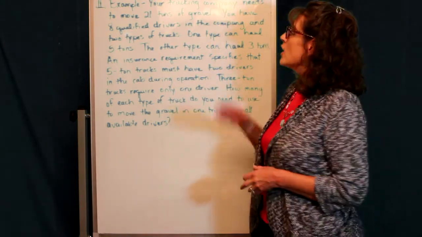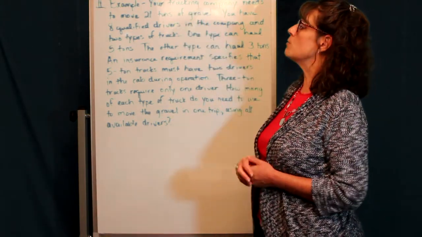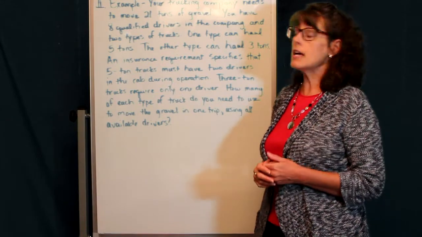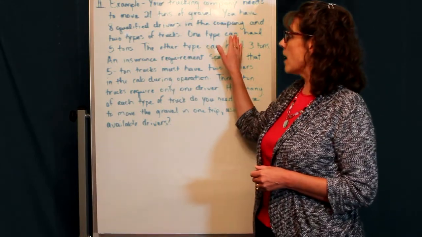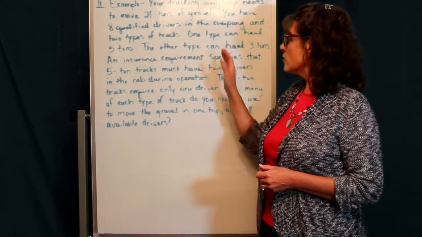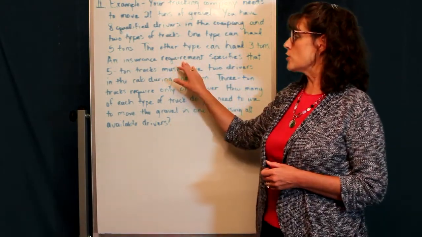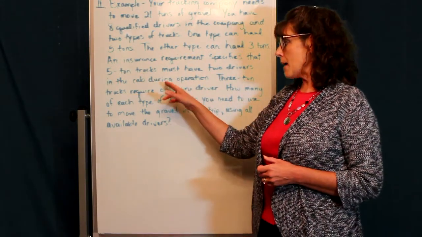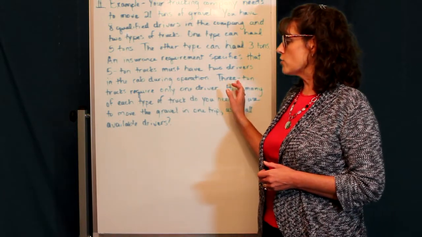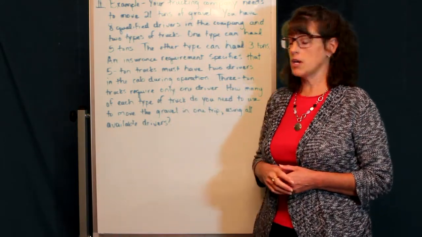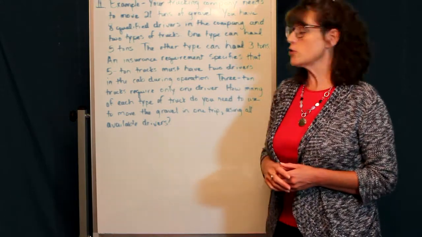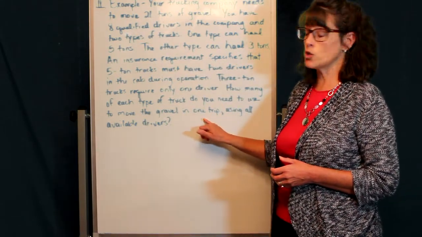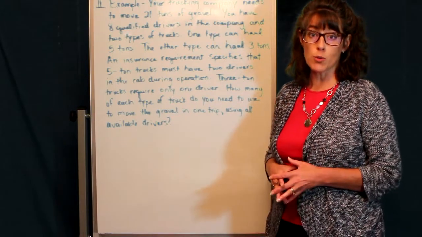So this one says that we have a trucking company that needs to move 21 tons of gravel. We have 8 qualified drivers in the company and 2 types of trucks to use. One type of truck can haul 5 tons. The other type can haul 3 tons, but we have an insurance requirement that specifies that the 5-ton trucks must have 2 drivers in the cab during the operation, but the 3-ton trucks only need 1 driver in the cab during operation. We want to know how many of each type of truck do we need to use in order to move that 21 tons of gravel, here's the key, in one trip. And we want to use all the drivers that we've got.